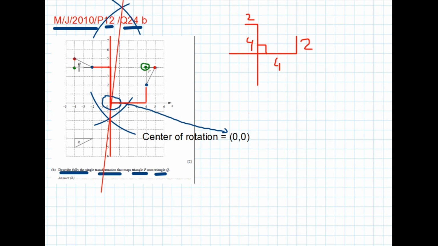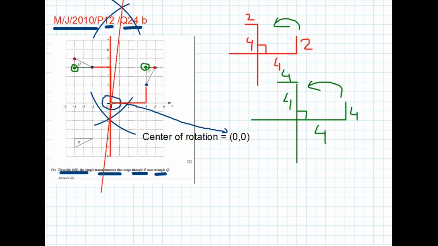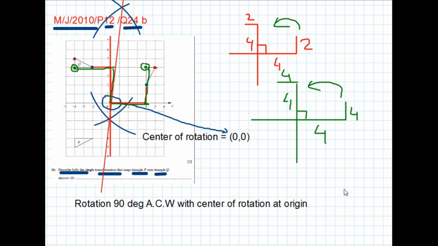Next set of vertices is green, which is 4 blocks right and 4 blocks left from center of rotation. After rotation of 90-degree anti-clockwise, we get its corresponding green vertex of triangle Q as shown. Therefore, the rotation is 90-degree anti-clockwise with the center of rotation at the origin.